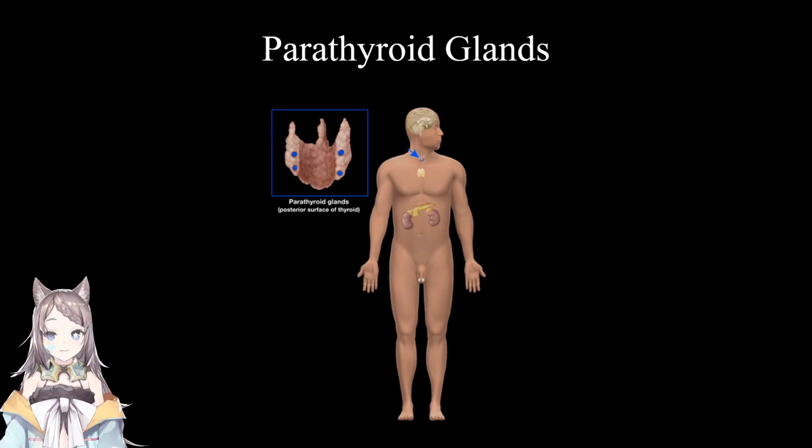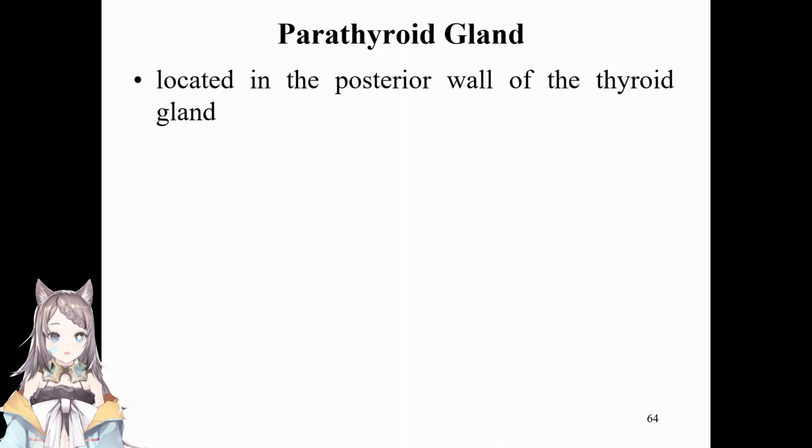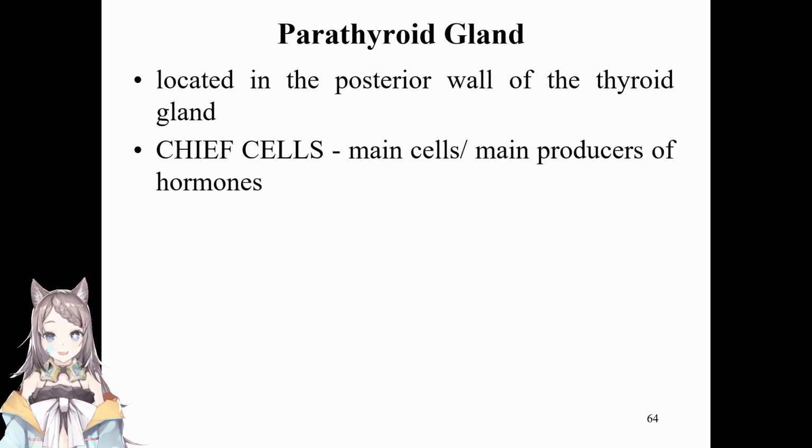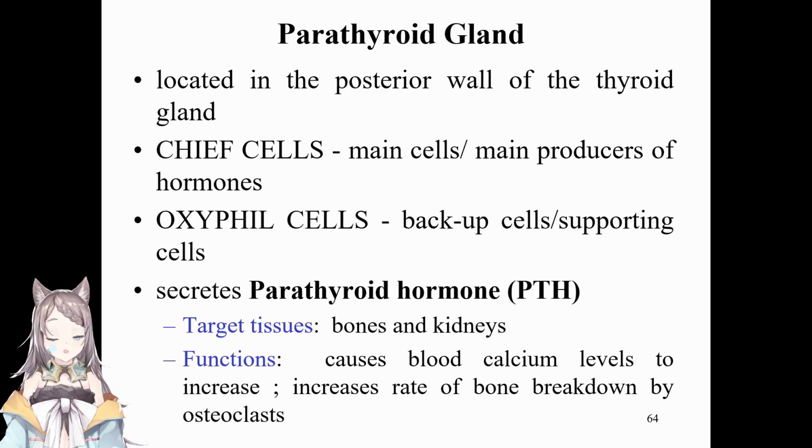Next, you have your parathyroid glands. Parathyroid glands are found on the posterior sides of the thyroid. These are usually small black glands. They are located in the posterior wall of the thyroid gland. These are divided into the following: chief cells, which are the main producers of hormones. You also have your oxyphil cells, which back up or support the cells.